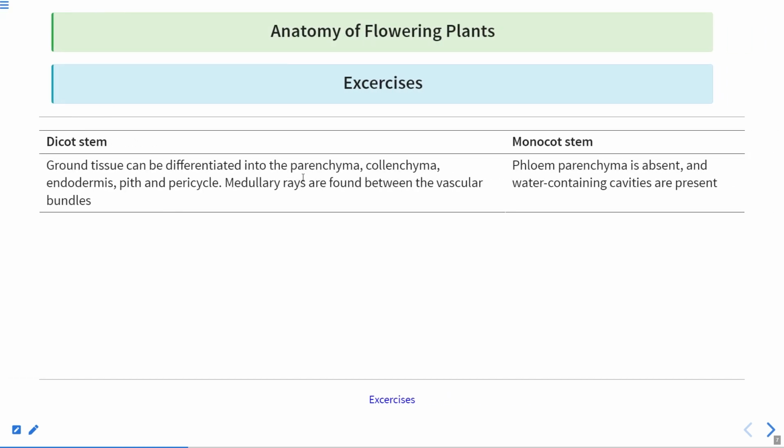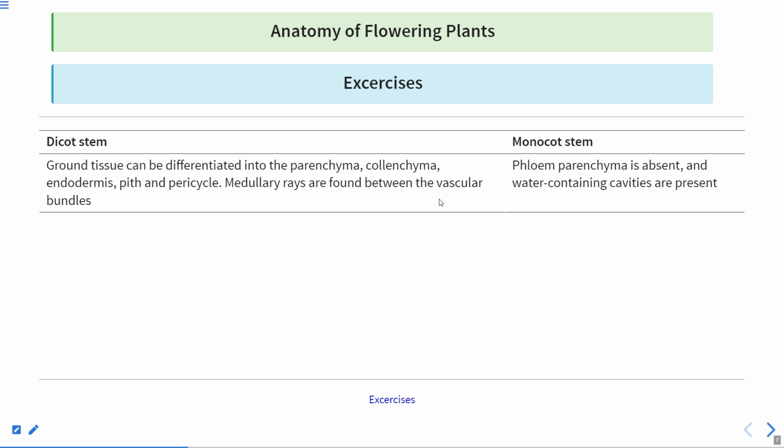Ground tissue can be differentiated into the parenchyma, collenchyma, endodermis, pith and pericycle. So this is a very unique thing that you can see in the case of dicot stem. When you see the ground tissue, it can be differentiated into the parenchyma. Just below the epidermis you can see the collenchyma cells, that is the hypodermis in the case of dicot, and after 2-3 layers of the collenchyma, you can see the parenchyma layers. There is also a presence of endodermis, pith and pericycle. So these layers you can easily find in the case of dicot stem.